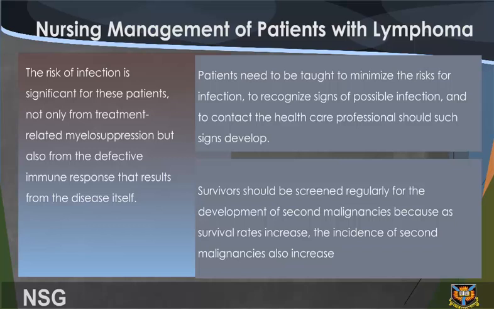The risk of infection is significant for these patients, not only from treatment-related myelosuppression, but also from the defective immune response that results from the disease itself. Patients need to be taught to minimize the risks for infection, to recognize signs of possible infection, and to contact the healthcare professional should such signs develop. Survivors should be screened regularly for the development of second malignancies because as survival rates increase, the incidence of second malignancies also increases.